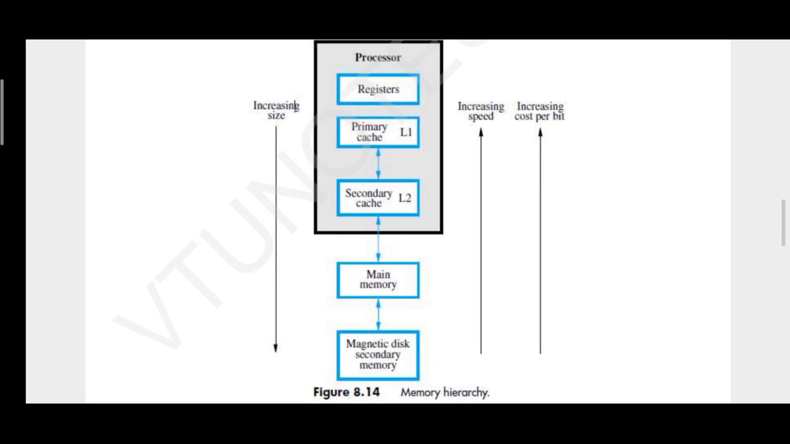Today let us discuss the memory hierarchy. So this is the third module concept. Let's see the types of memory. Basically we have primary memory, secondary memory and cache.